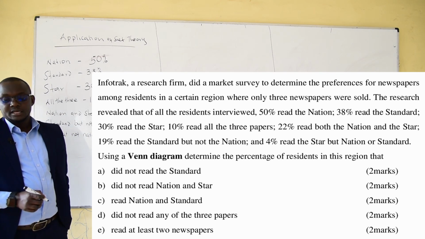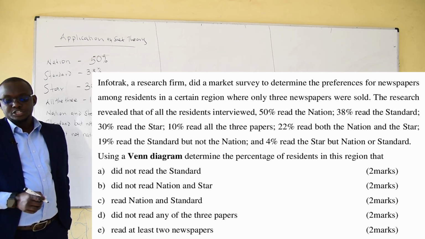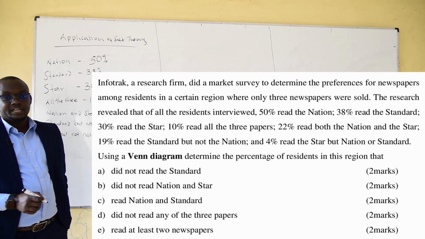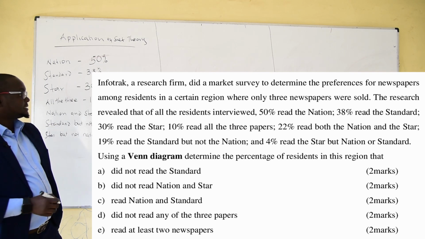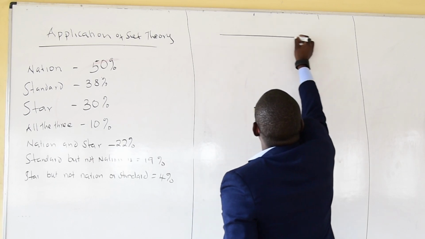Those who did not read the Standard, those who did not read Nation and Star, those who did not read Nation and Standard, those who did not read any of the 3 newspapers, those who read at least 2 newspapers. So let's do the Venn diagram.